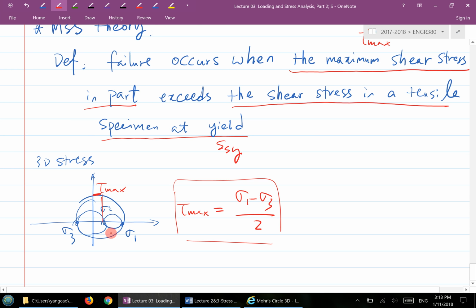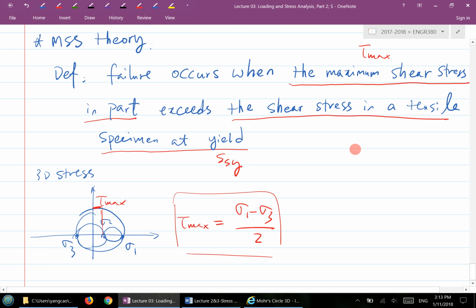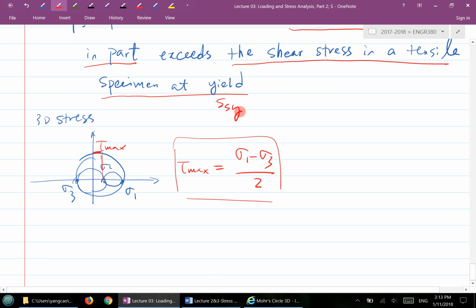And this is based on the 3D Mohr circle set here. Okay, so that's your tau max. So we figured out the tau max now, right? We figured out the maximum shear stress. Okay, so we'll have to look at it in detail, of course. So now let's look at the SSY. Okay, we look at the SSY here.